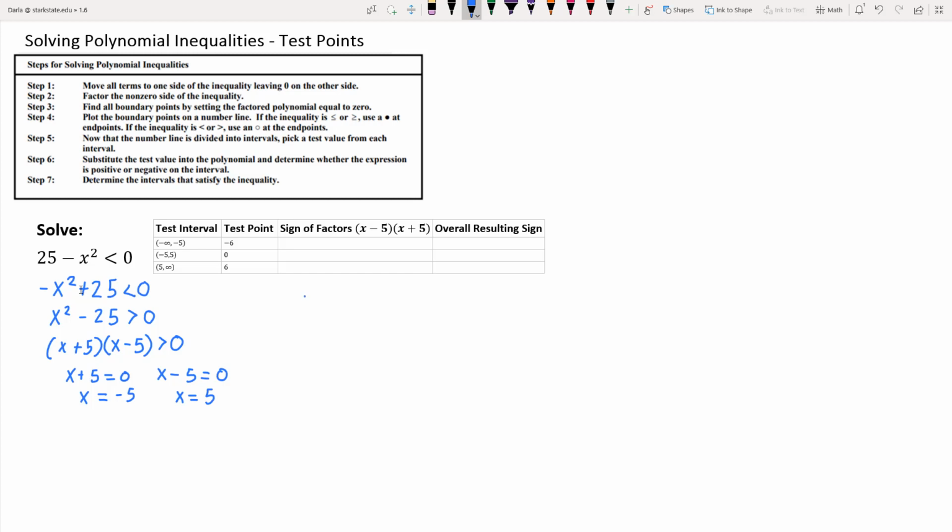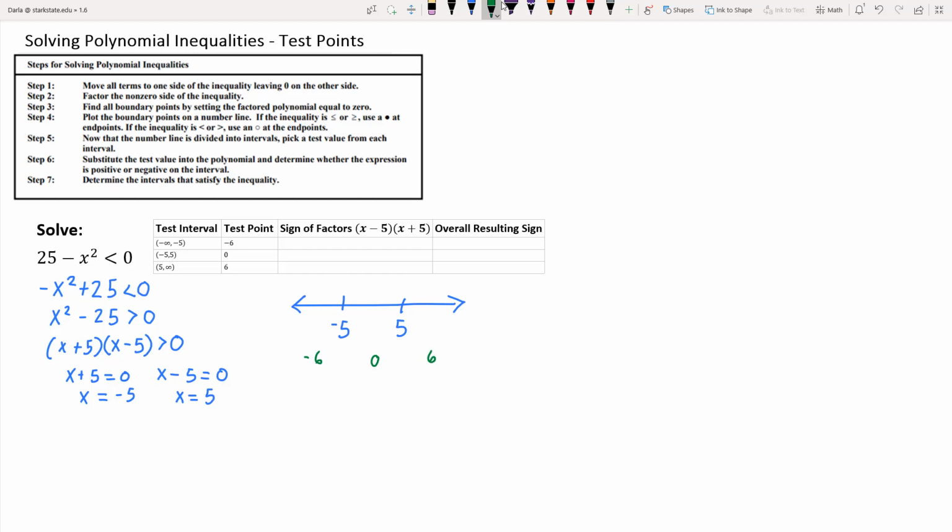So then you would draw these boundary points on a number line, so negative 5 and 5. And then you would pick test points within each interval. I already did that in this graph here. You can see it in this table. Some test points: in this first interval, which goes from negative infinity to negative 5, negative 6 would be a good test point. And between negative 5 and 5, 0 would be a good test point. And between 5 and infinity, 6 is a good test point.